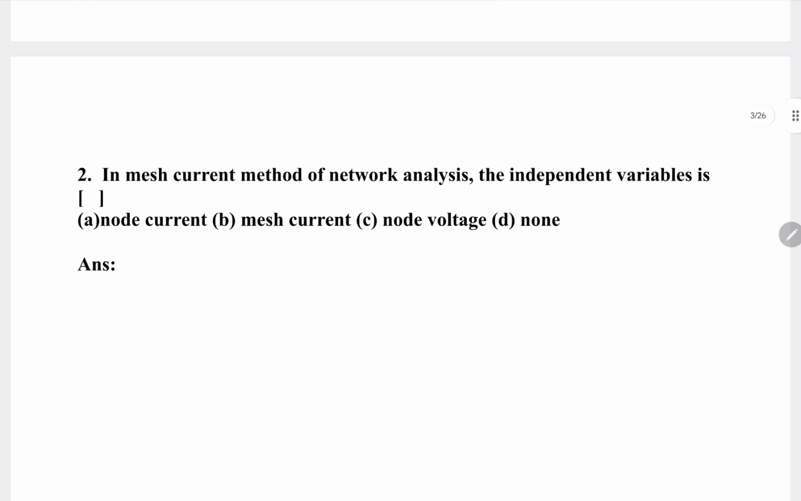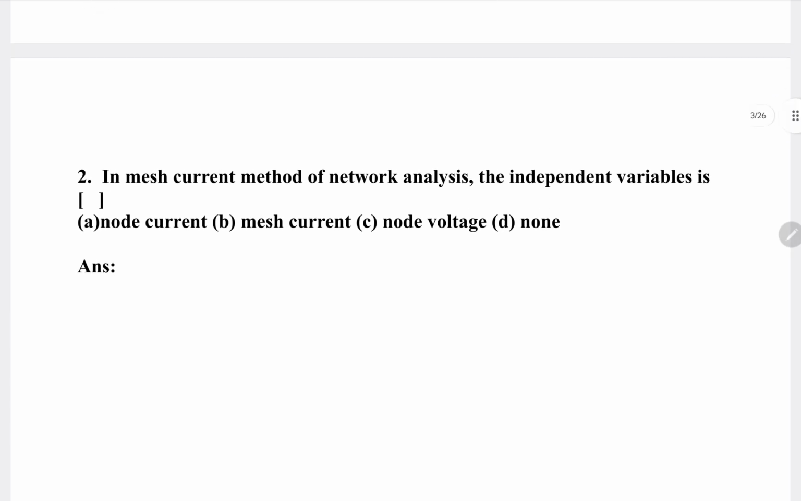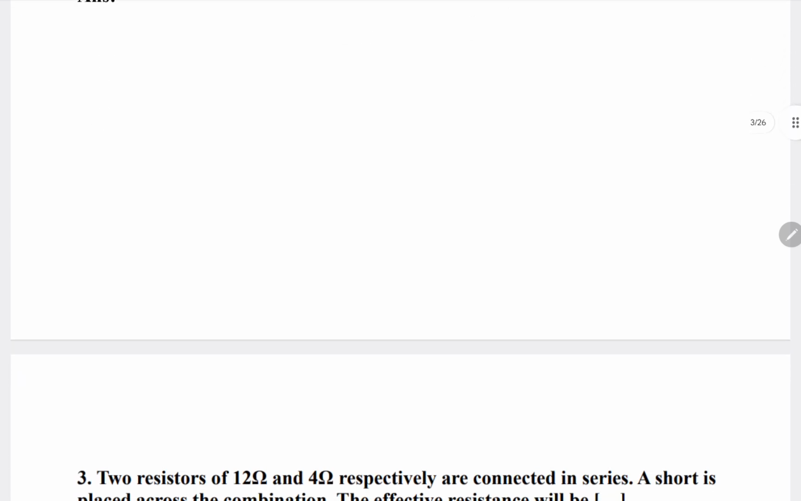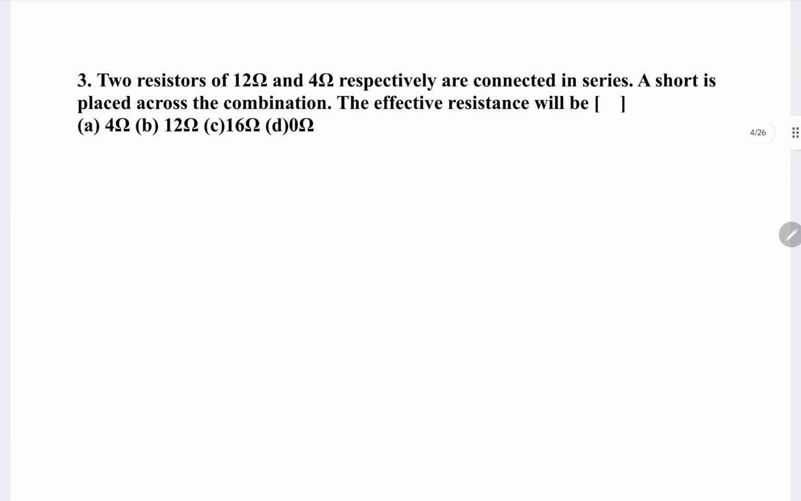Next, let us go to the second question. In the mesh current method of network analysis, what is the independent variable? In the mesh current method, mesh current is the independent variable. We use mesh analysis, we use nodal analysis. In the mesh analysis method, we use mesh current as the independent variable. Let us go to the third question.